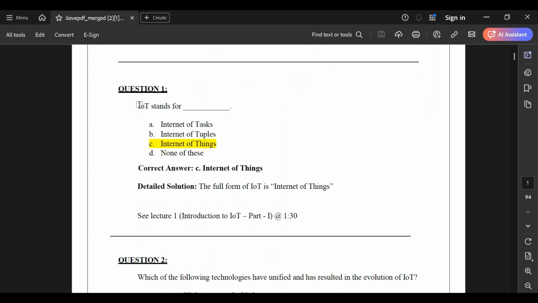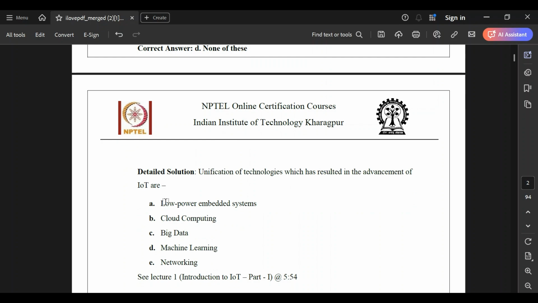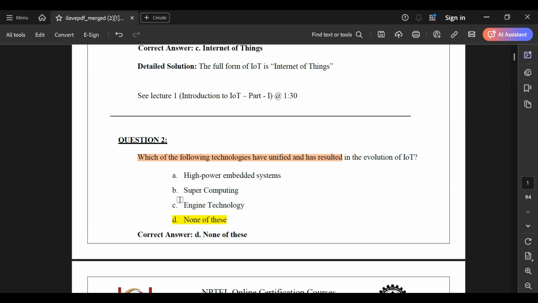So the first question is, IoT stands for? It is Internet of Things. Second question, which of the following technologies have unified and resulted in the evolution of IoT? You can see low power embedded systems, cloud computing, big data, machine learning, and networking are there. But here these things are not given, so none of these is the correct answer.